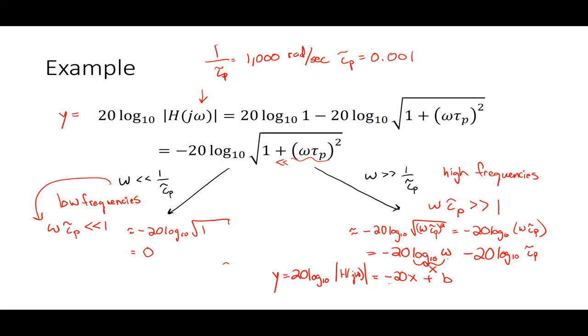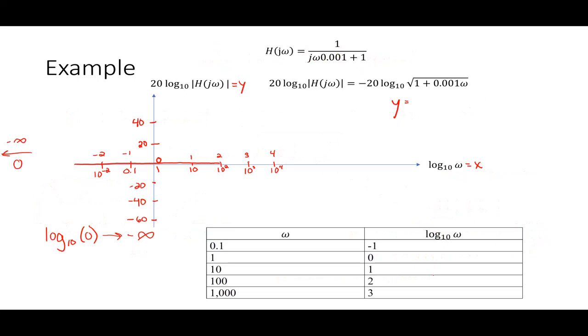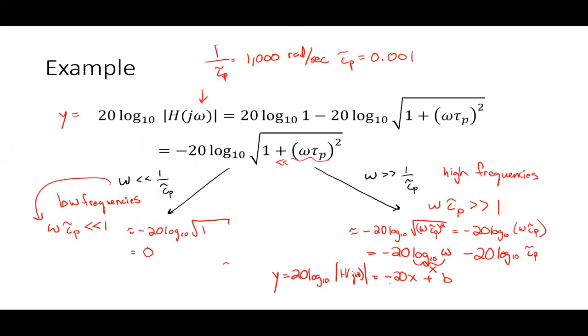And because I'm plotting versus log of omega, I can view log of omega as just a single number, x. So it's like I'm plotting something that is -20x, okay? So what would that look like? Well, for high frequencies, I'm going to say that's at least a factor of 10 greater than the frequency I'm talking about. So in this case, we were talking about 1,000 radians per second.